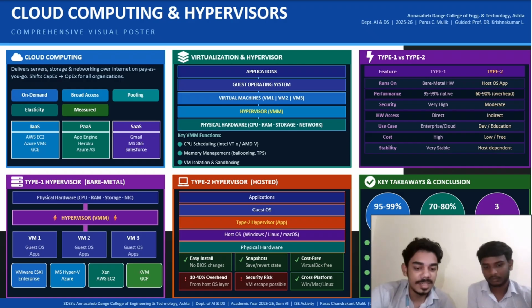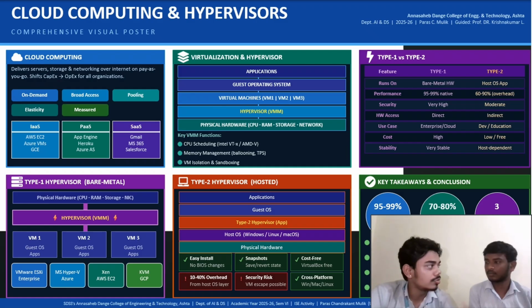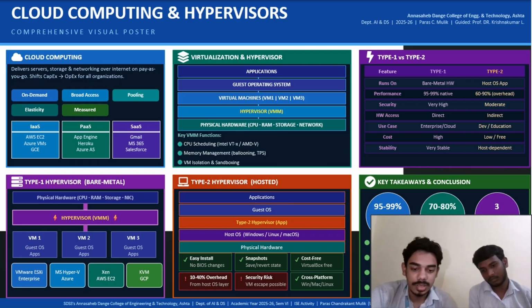There are three main models. First is IaaS, which stands for infrastructure as a service. Here you rent raw computing machines, such as servers, storage, and networking, and you manage everything on top of that. That means you rent it and also manage everything yourself. The classic example of IaaS is AWS EC2, where you get virtual machines and you decide what to run and how to run it.